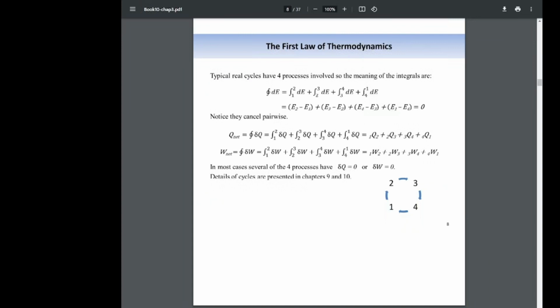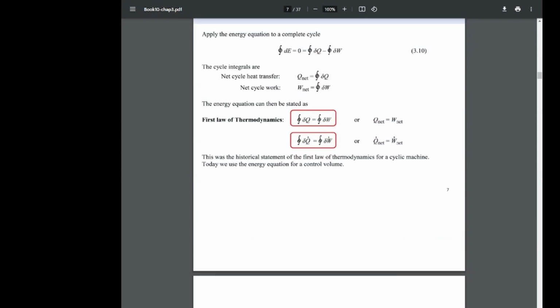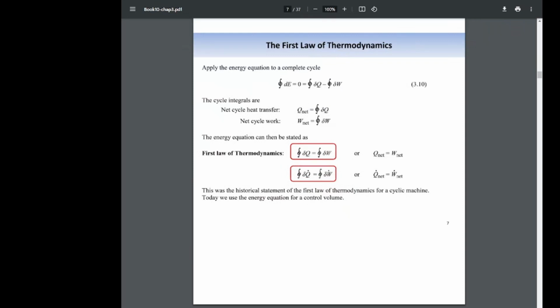So typical real cycles have 4 processes. You can think about a car engine, a 4-cycle engine, as an example. If we step back and take a look at what we previously had for the energy equation, we have our cyclic integrals, where the summation is going to be equal to 0 if we perform the integration over the whole closed curve.